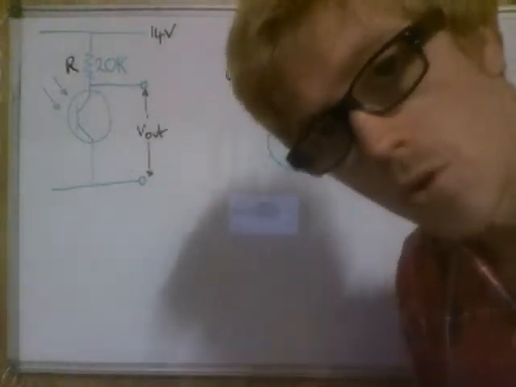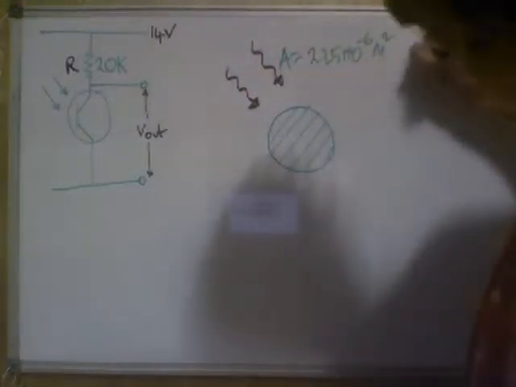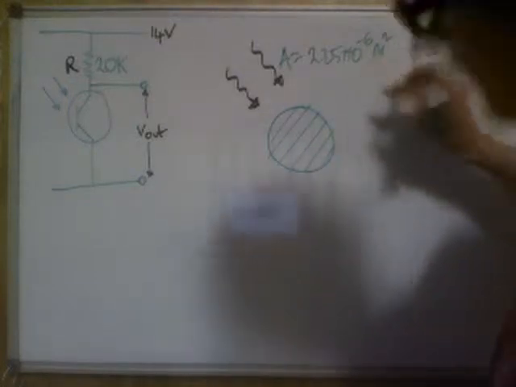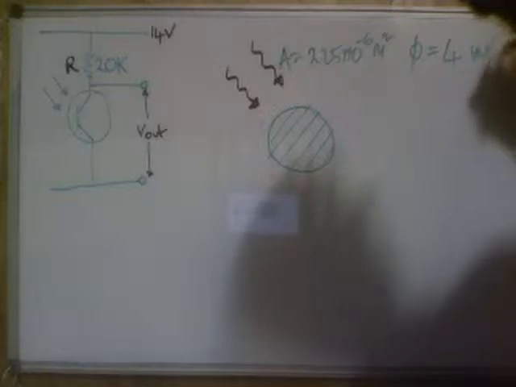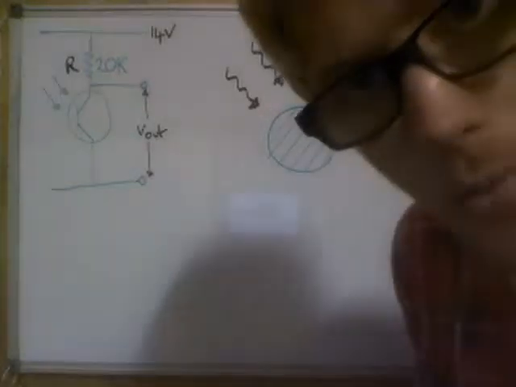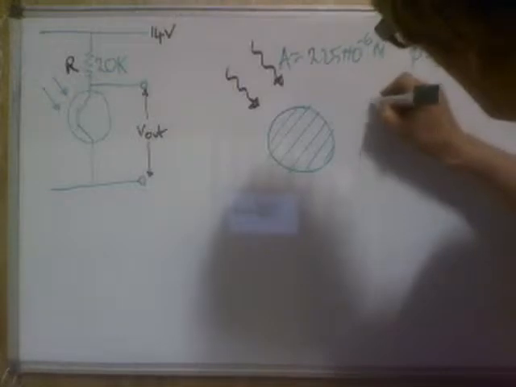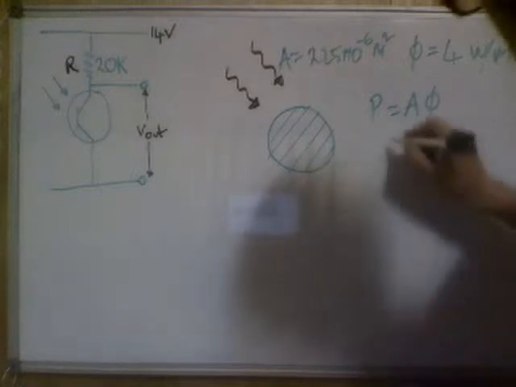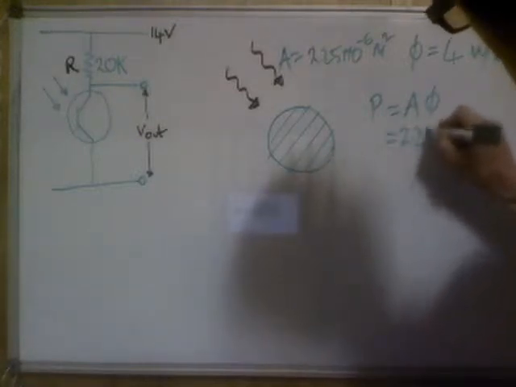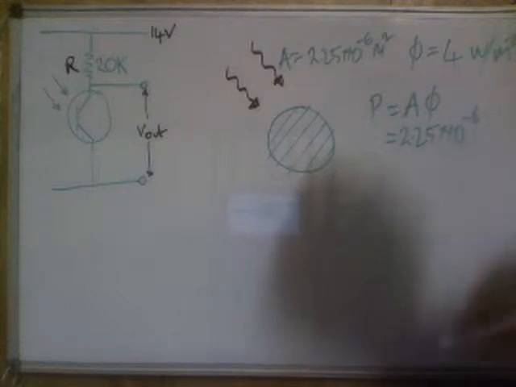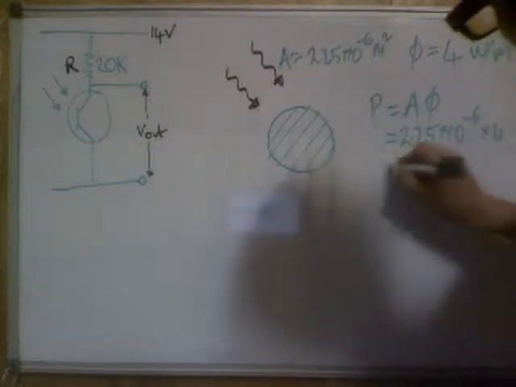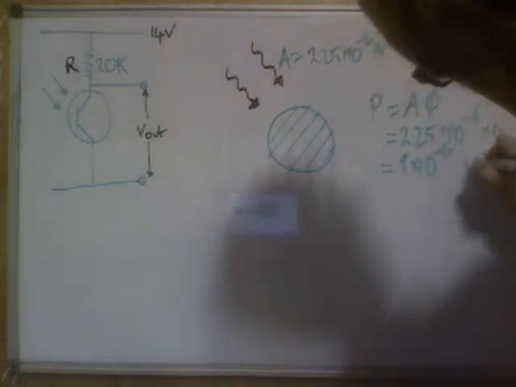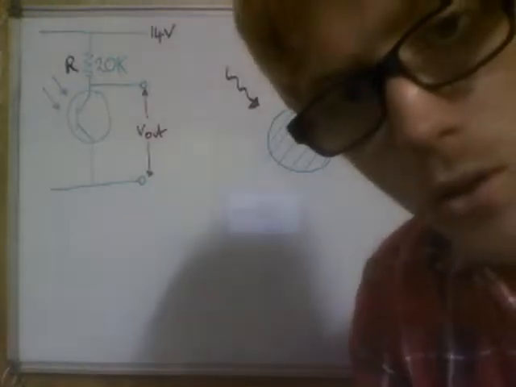which is the amount of power per meter squared, is 4. So phi, which is usually the symbol that we use for power density, phi equals 4 watts per meter squared. If we want to find the total power, we use the formula P equals the area times the power density. P equals A phi equals 2.25 times 10 to the minus 6 times 4. And that works out to be 9 times 10 to the minus 6 watts. So that's the amount of power falling onto the transistor.